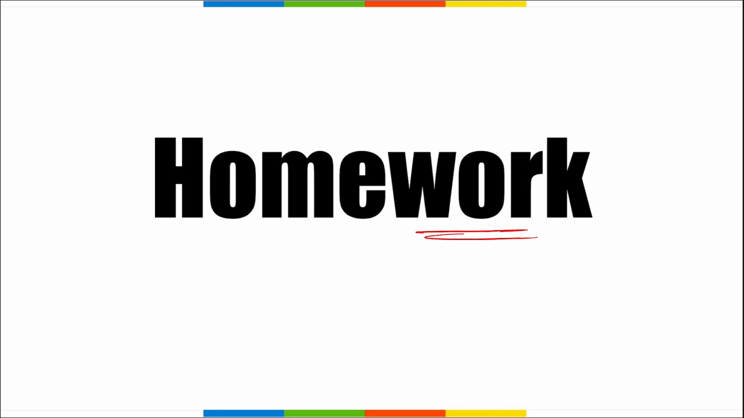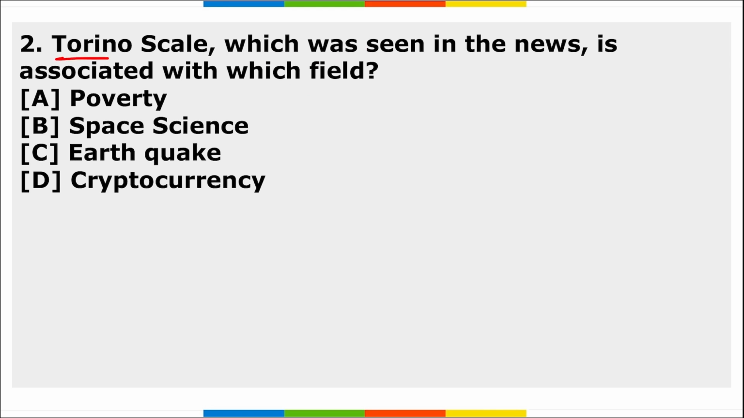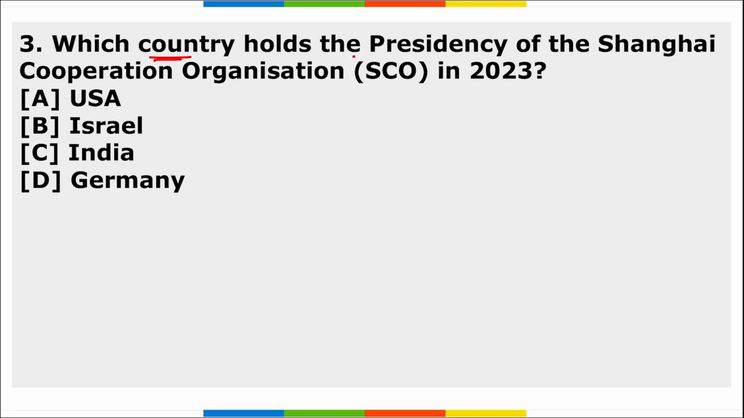So friends, that's all for the day. Now it's time for your homework. First, what is the name of the world's first ever radio platform powered by artificial intelligence? Next, the Torino scale, which was seen in news, is associated with which field? Next, which country holds the presidency of SCO in 2023? So these are your three homework questions, and I hope you have enjoyed the session.